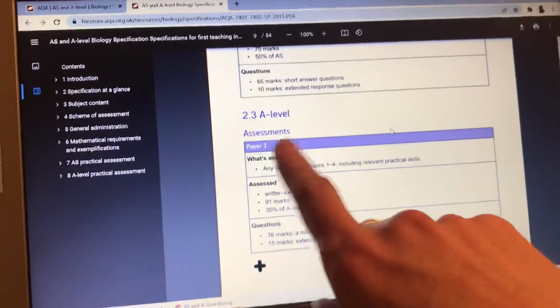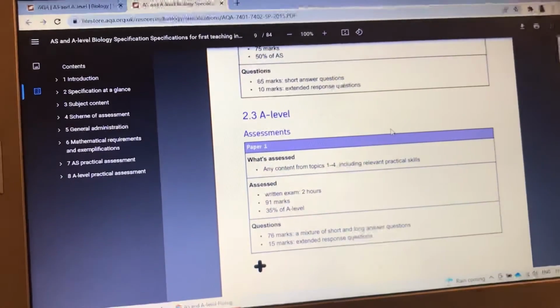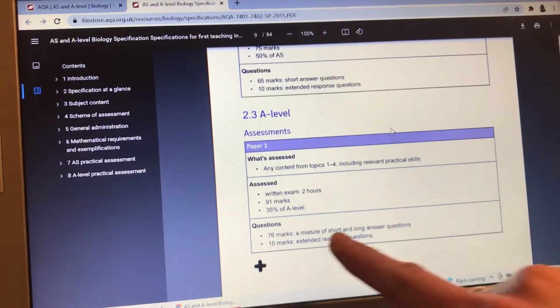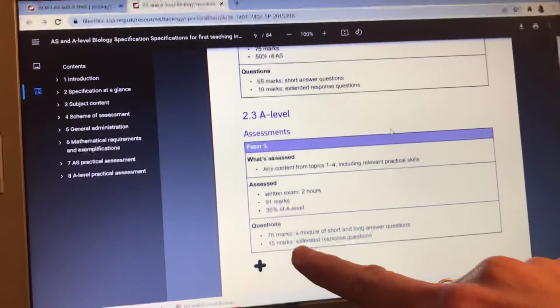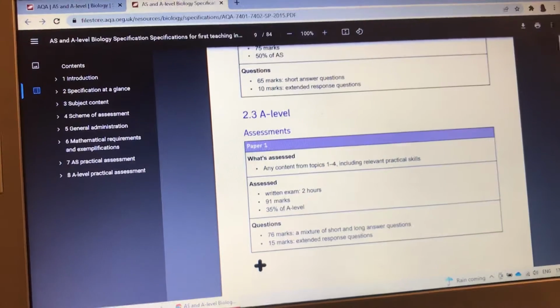So this is a syllabus. For A-level paper 1, that can be anything from topics 1 to 4, including the required pracs that go with topics 1 to 4. So that's basically all of your year 12 stuff from your year 1 textbook. It's a mixture of questions, and this is really important. There are 15 marks of basically long answer questions, like the 5 markers and the 6 markers. So I'll show you a paper 1.